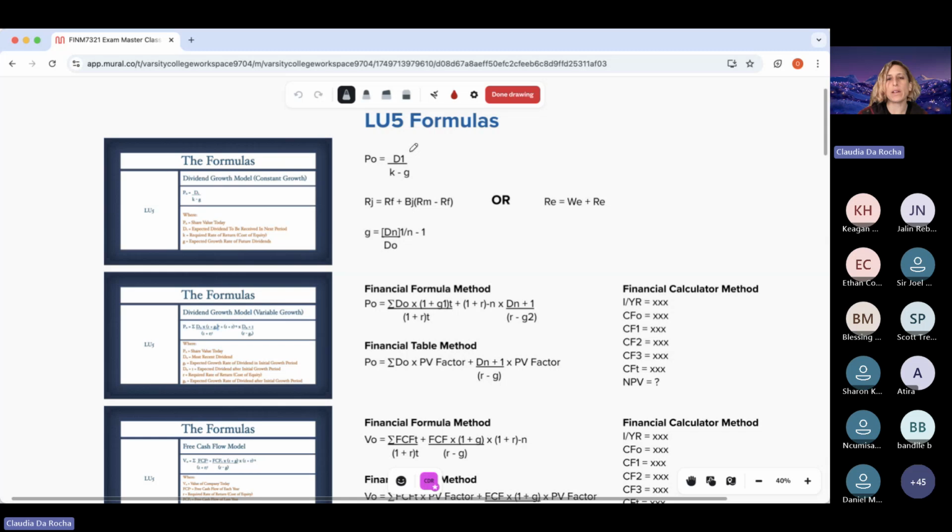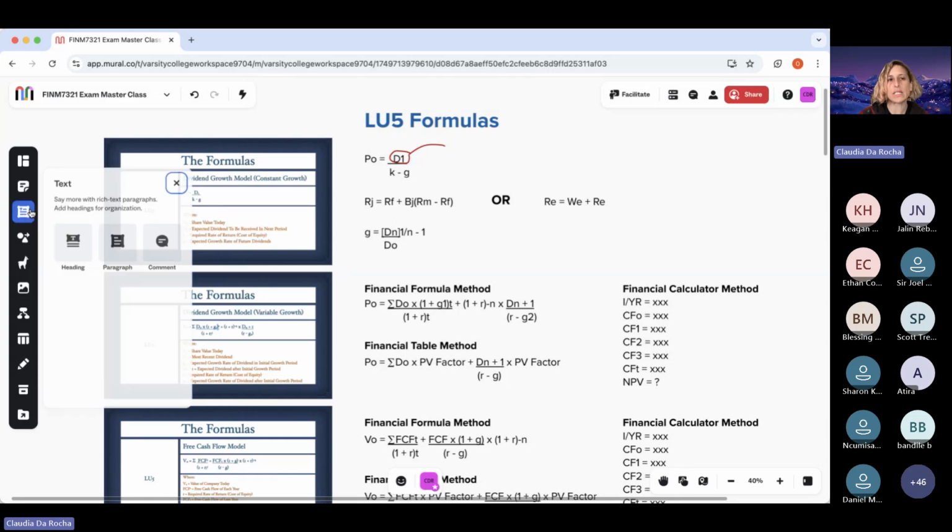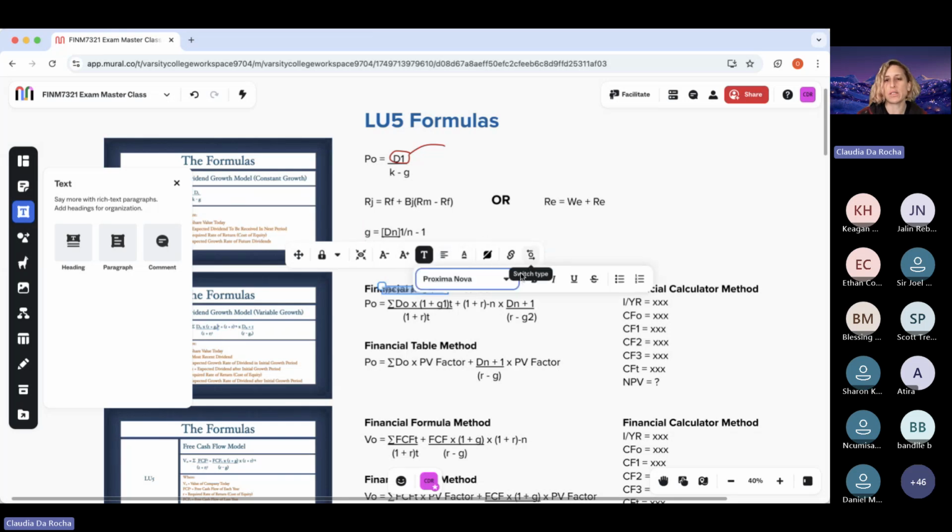D1 is really not a difficult thing to calculate, because normally what they will tell you is the current year's dividend and then say that there's growth on it, and therefore you need to just increase it. So it's not a difficult item. Normally it's given to you. So that's pretty much the easier part.